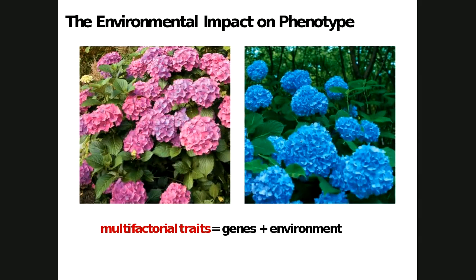These are what we call multifactorial traits: genes plus the environment. The gene for hydrangea flower color is affected by the pH of the soil. If you want blue hydrangeas, you put coffee grounds, because coffee is acidic. So if you want blue hydrangeas, you want a low pH for the soil, and if you want red hydrangeas, you want it more basic.